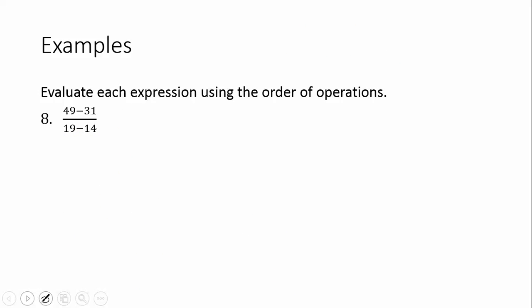One final example. We have 49 minus 31 all over 19 minus 4. And if you remember, this fraction bar actually indicates division. But we can't divide anything until we have taken care of the subtraction. You can kind of think of these on top as being in parentheses and on bottom. We do need to evaluate those first before we can do any division. So 49 minus 31 is 18, and 19 minus 14 is 5.